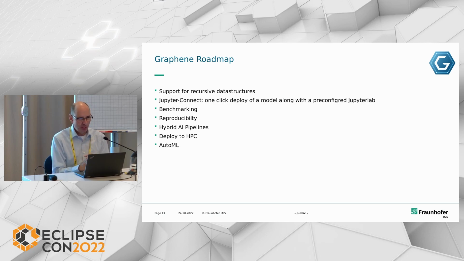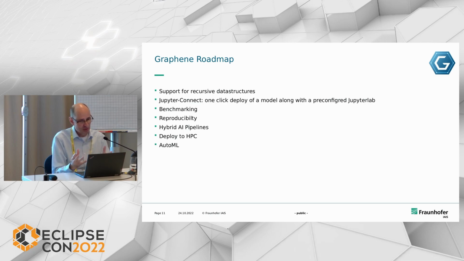So what do we have on our roadmap? As I said, we are just starting this Graphene project, and so we want to support recursive data structures. So it's how we process the protobuf definitions and message definitions. Then we are working on a concept called Jupyter Connect.